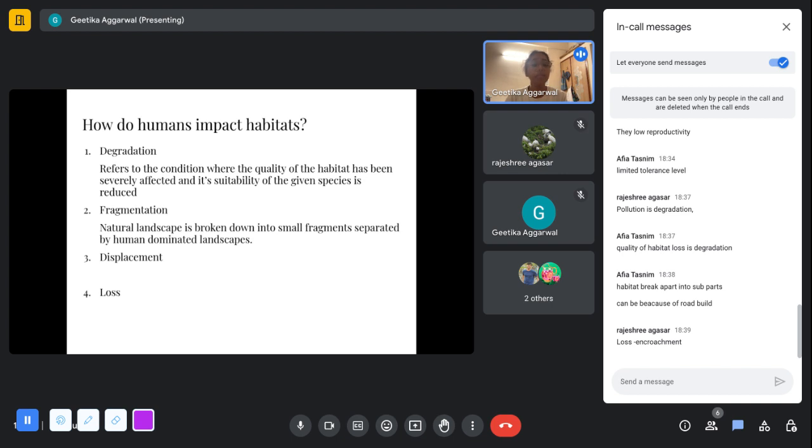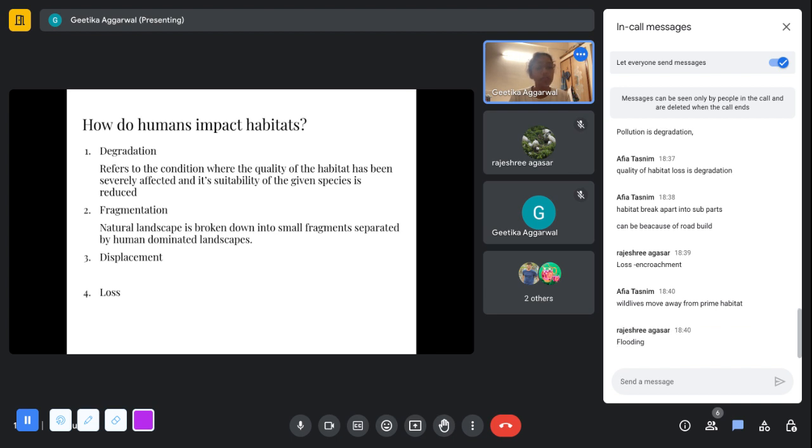So what do we mean by habitat displacement? Or what is habitat displacement and what is habitat loss? Habitat displacement is when wildlife moves away from the prime habitat. Yes, you are correct. So displacement would be that the wildlife is basically forced to move away from their prime habitat into other areas which might be subprime or not optimal to that particular species.